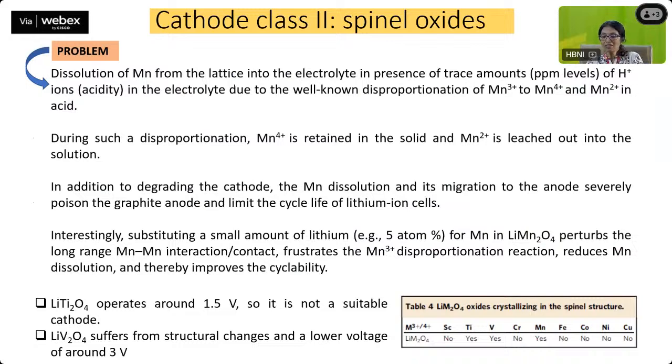Now, if you look into the other transition metals which have this kind of spinel structure, you have titanium, which has a spinel structure, vanadium also has a spinel structure, manganese anyway you're using, the others don't have this kind of spinel structure. So why can you not use LiTi2O4 or LiV2O4? Because LiTi2O4 operates around 1.5 volts, so it is not a suitable cathode, the voltage is very low, so obviously the energy density is going to be very poor. And LiV2O4, that lithium vanadate, suffers from structural change and a lower voltage of around 3 volts. Whereas for LiMn2O4, the voltage is very good, around 4 volts, and also the structural stability is better compared to that of LiV2O4.